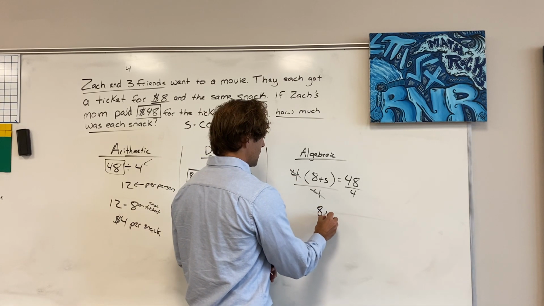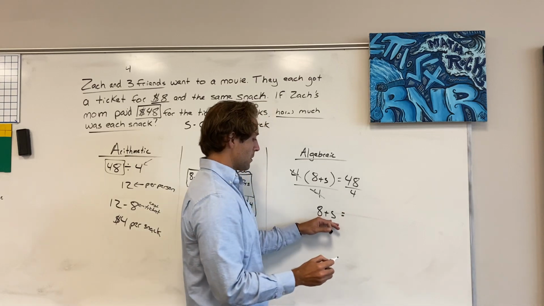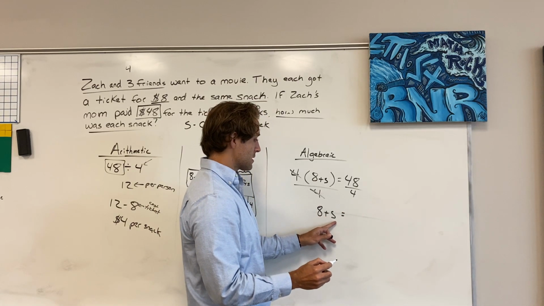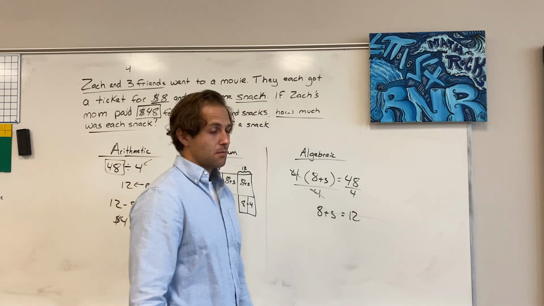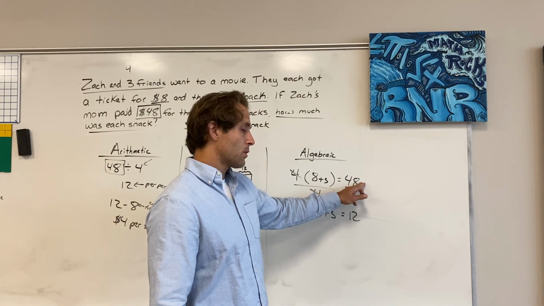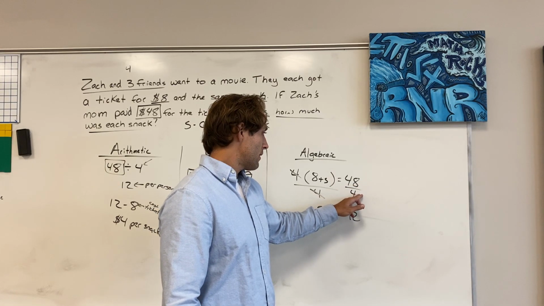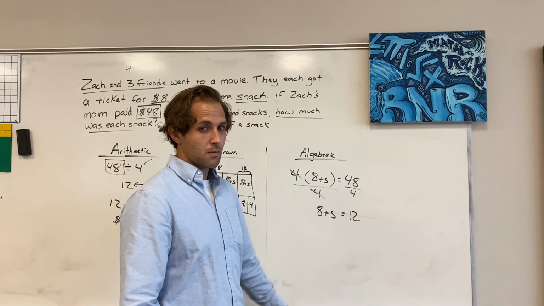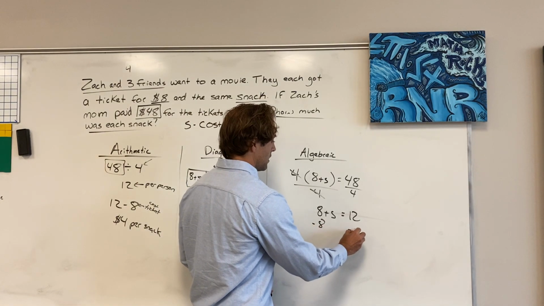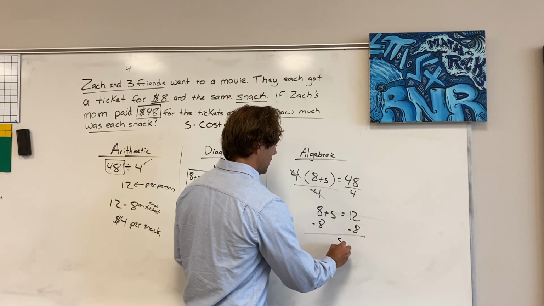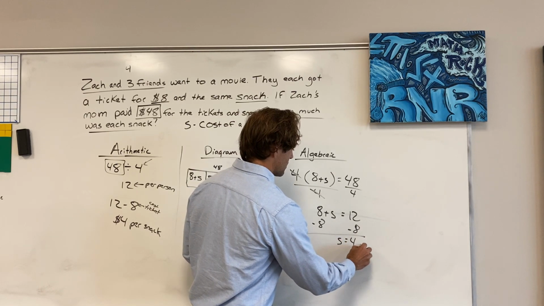Now I get 8 plus S as my cost for one person. That's $8 ticket plus the snack. And I get $12 as my cost for one person because it was $48 for all 4. We divide that by 4 and we get 12 as my cost for one person. Now, if I subtract the cost of the ticket, I'm left with the cost of the snack is $4.